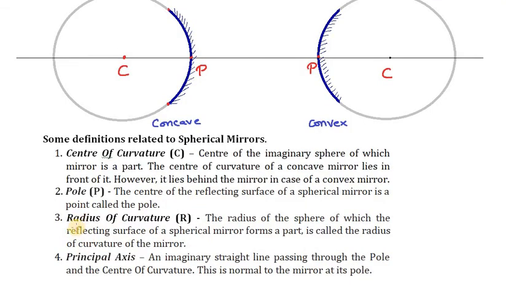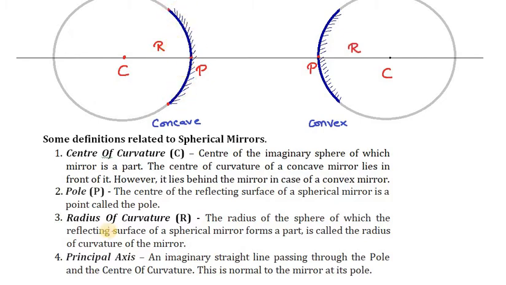The next definition is that of radius of curvature. Radius of the sphere of which the reflecting surface of a spherical mirror forms a part. So, in the particular spherical mirror oda radius, this center of the reflecting surface, appa CP becomes the radius, illiya. So, you denote radius by capital R. Radius is the distance between C and P, or you can say it is the radius of the imaginary sphere of which this mirror forms a part.